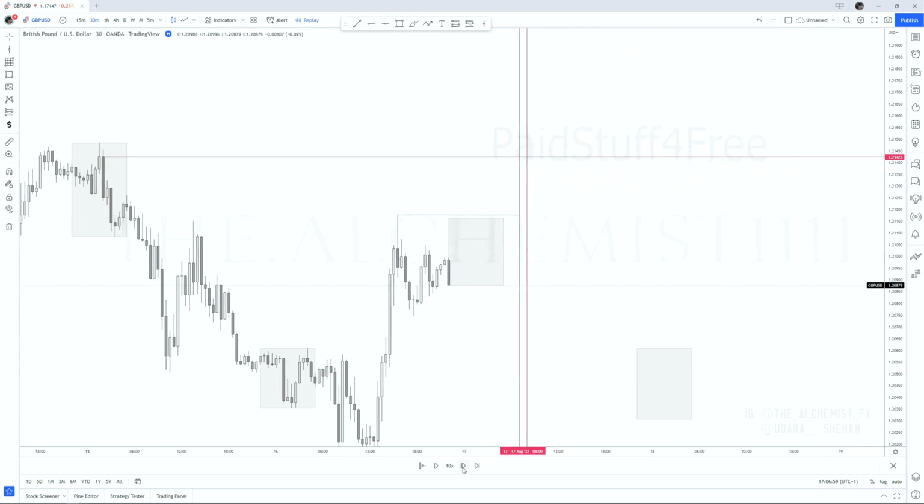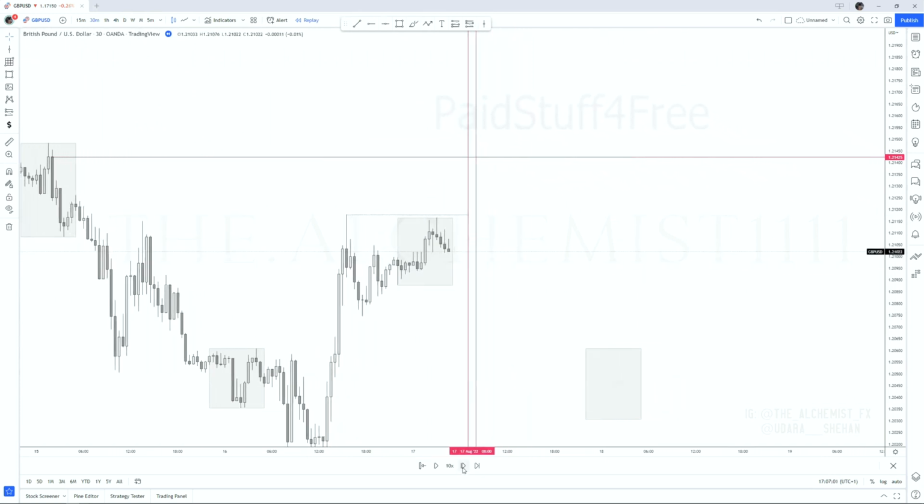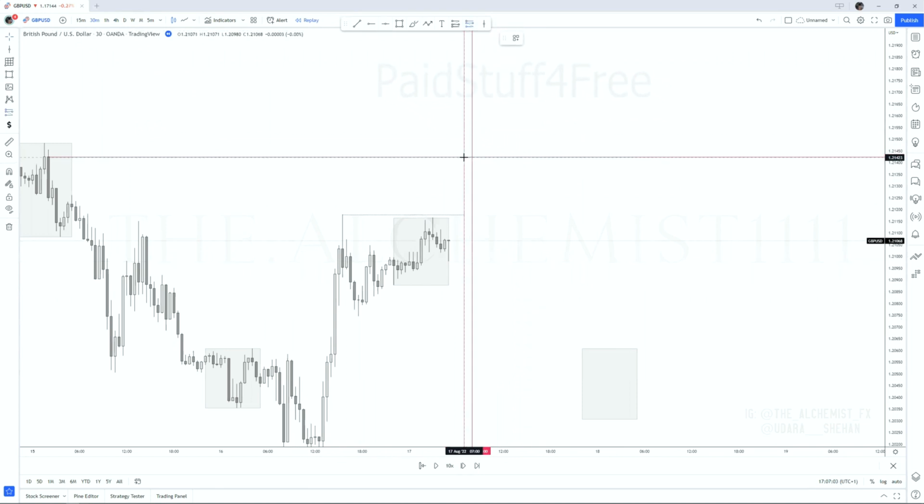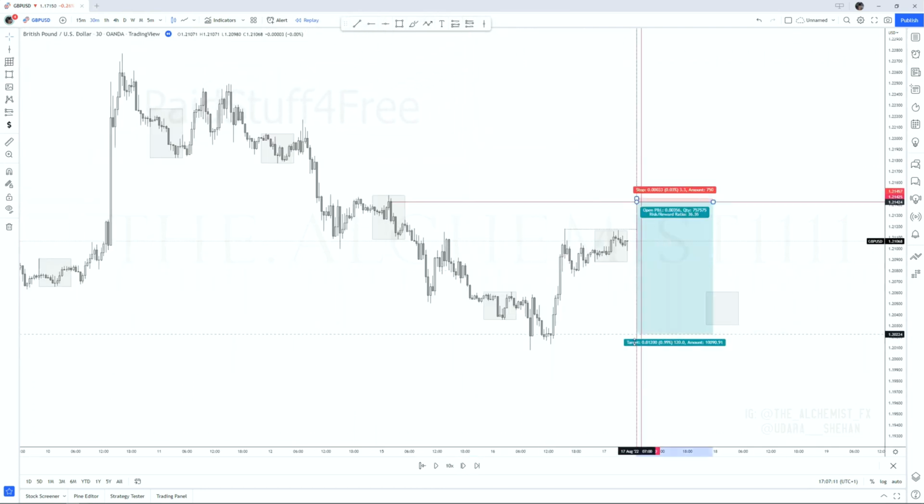Okay, so let's see what's going to happen. Asia can sell it. Stop loss above the rejection block, 3.3 pips. First target will be Asia. Second target will be the external range liquidity.